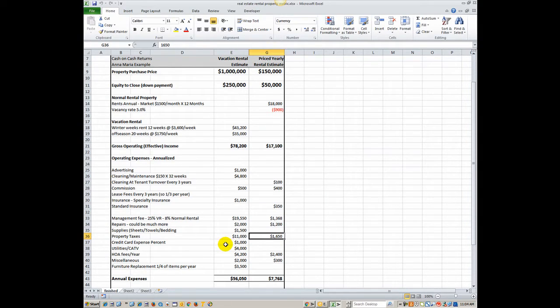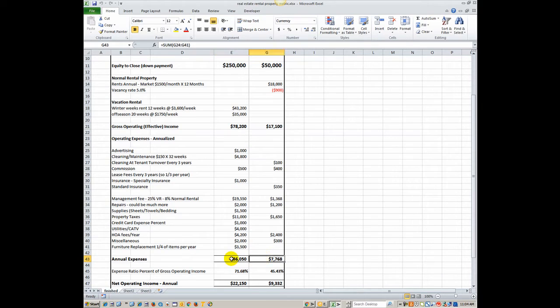Credit card expense percent, if you're letting them pay by PayPal or credit card, this can be 2 to 3% of each sale. Utilities, cable, all that you provide to the vacation rental, but you do not usually provide that for your regular rental. HOA fees, maybe for the vacation rental, you may or may not have that for the yearly rental. Miscellaneous expense obviously would be higher for the vacation rental. And furniture replacement can be higher, obviously, for the vacation rental since it has a lot of turnover during the year. So annual expenses add up to these amounts, as you see here.